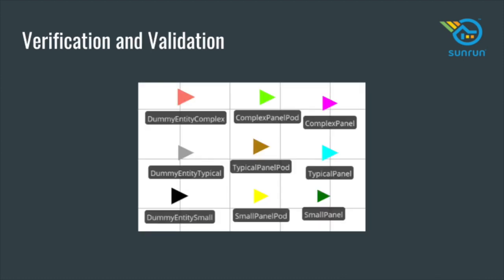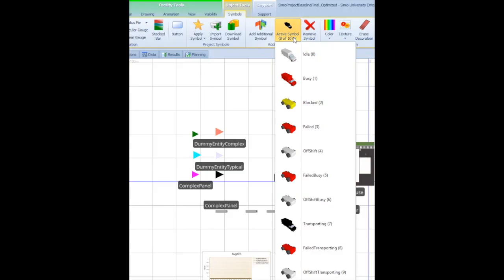Each of our entity types has a different color so that we are able to visually determine which entity is traveling to each destination. This was very important in our second model to verify that the pod panel types and regular panel types were traveling to the correct stations, either the warehouse or pod production server. Our vehicles have different colors to differentiate between idle, busy, and transporting to validate that they are correctly taking entities to their install servers.